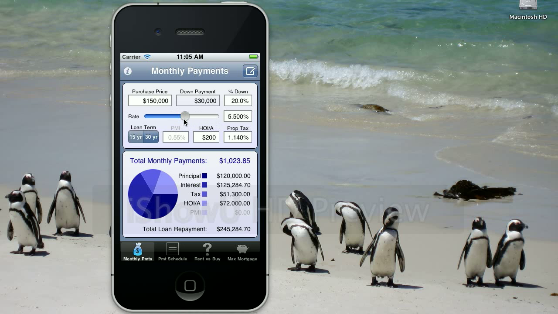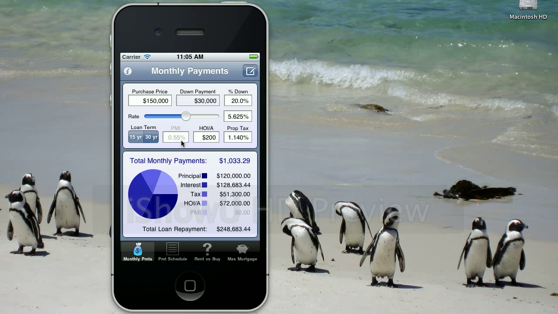This is great for seeing how the interest rate affects this pie chart down at the bottom and how it affects your total monthly payments. Or if you already know the specific interest rate that the bank has guaranteed you for a specific mortgage, then you can enter that in this field. Loan term, you can choose between 15 and 30 years. And again, this chart will automatically update for you.